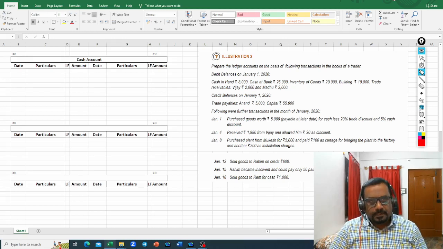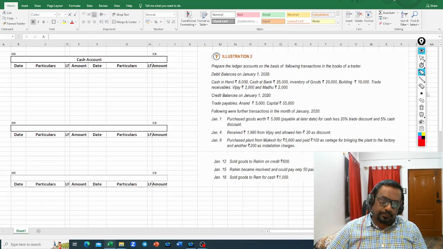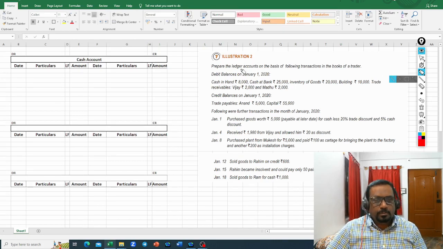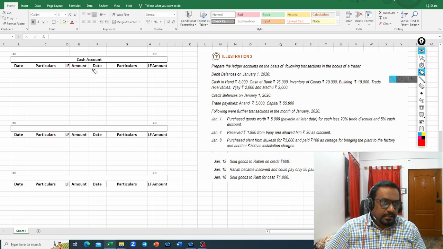Okay friends, let us get into illustration 2. See here, I have given the problem, illustration 2. I took it from the Institute material and this is where I am going to resolve this problem, right?